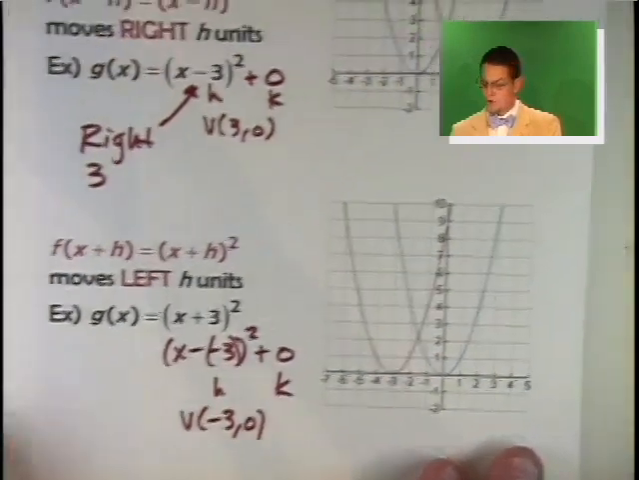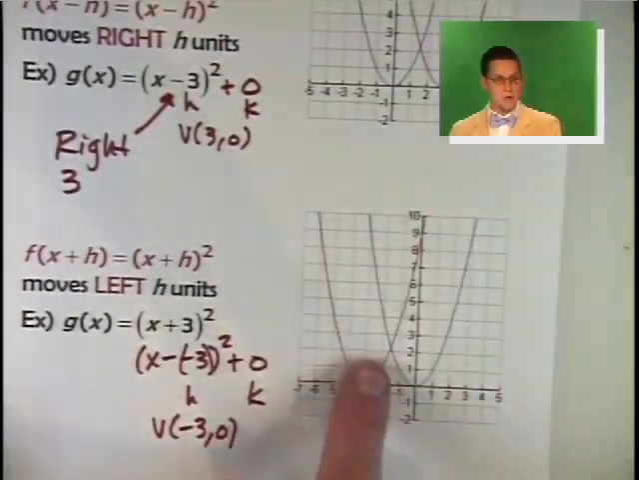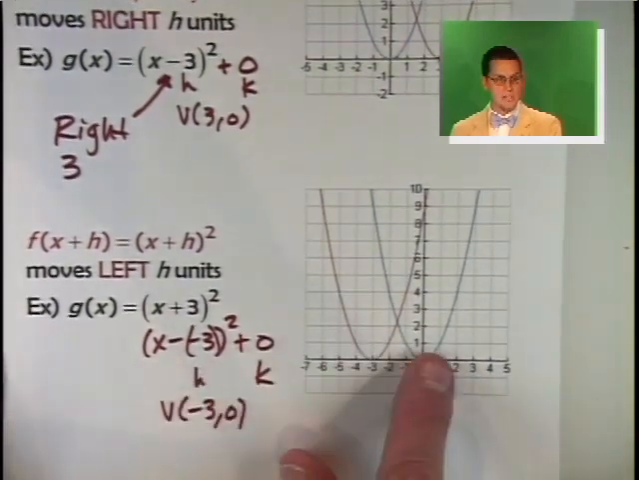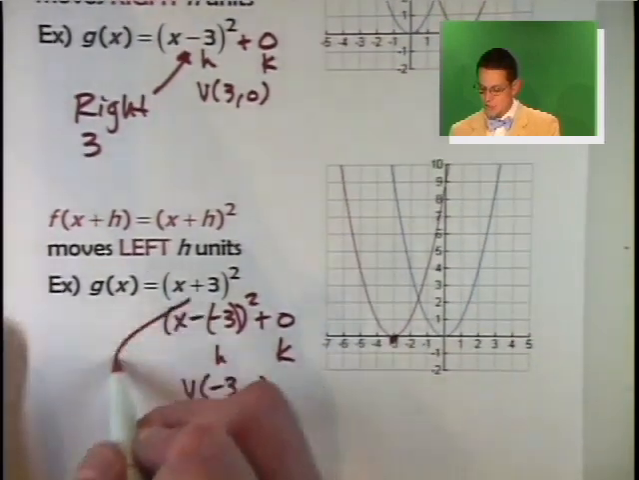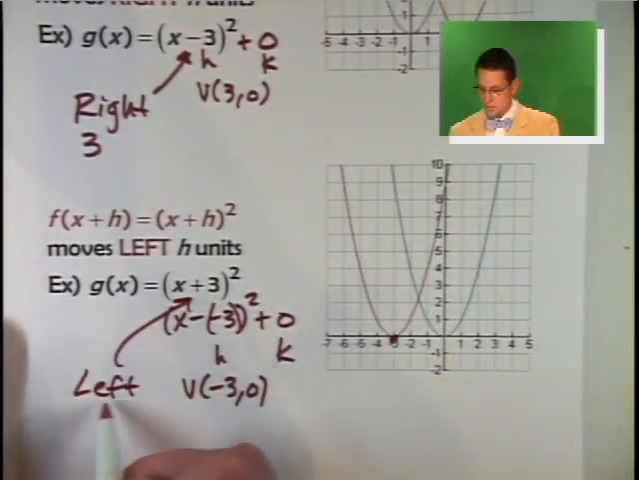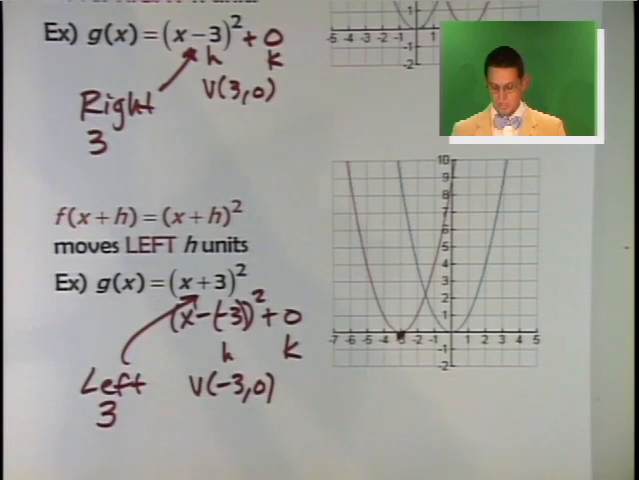So what have I done with my standard x squared graph here? I've changed the vertex and I moved it over to the left 3 units. Okay, so this was left 3. Now here's an easy way to remember it. Inside is x. Add, subtract, shift.